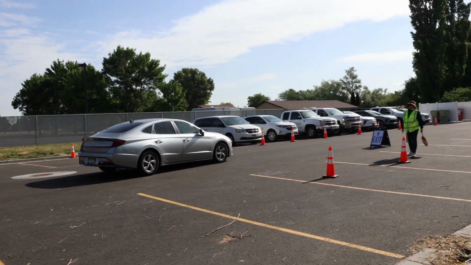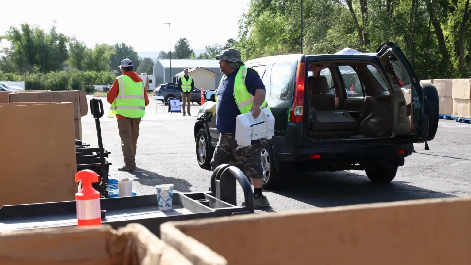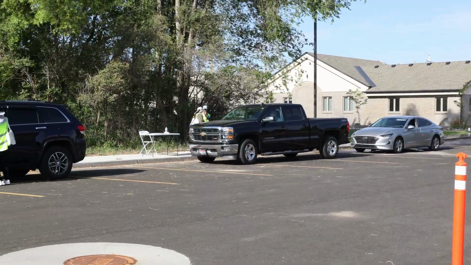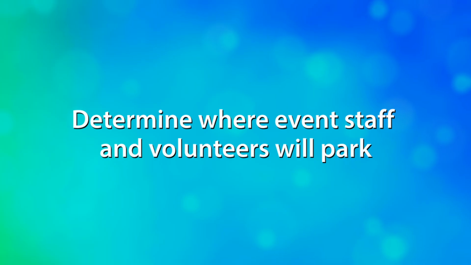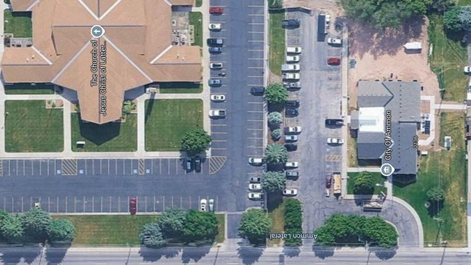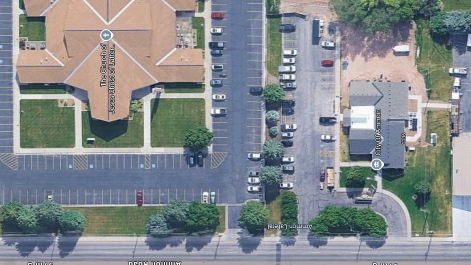In our case, we plan on 3 stops. The first stop is for checking in, the second stop is for unloading e-waste, and the final stop is for completing a voluntary survey. Another consideration for the size of your event is determining where event staff and volunteers will park. In our case, everyone helping with the event will park in the church lot next door, so this does not factor into the event planning.